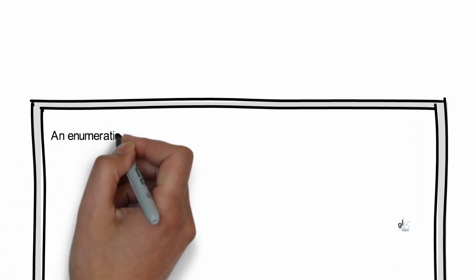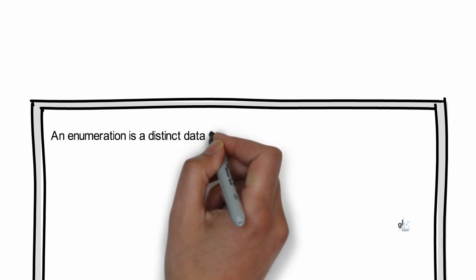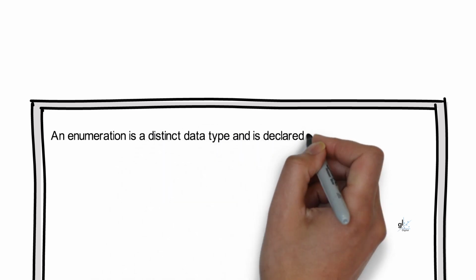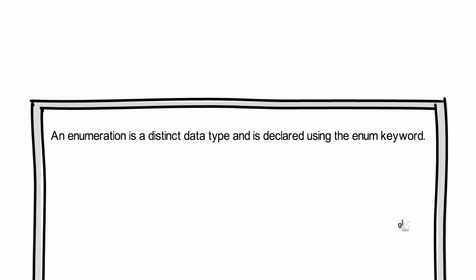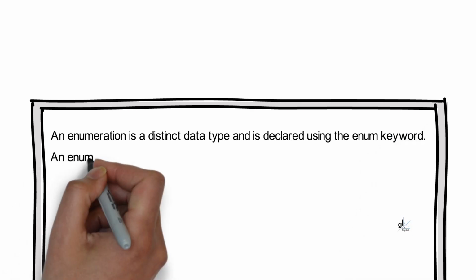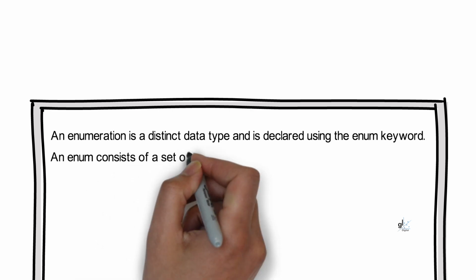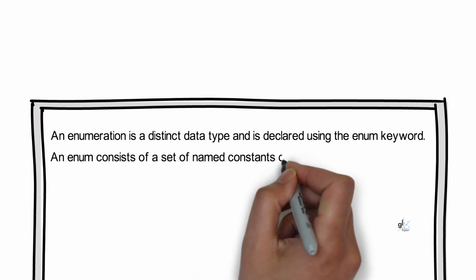Right, an enumeration is a distinct data type and is declared using the enum keyword. I'll mostly refer to the enumeration type as an enum throughout this tutorial. An enum consists of a set of named constants called the enumerator list.